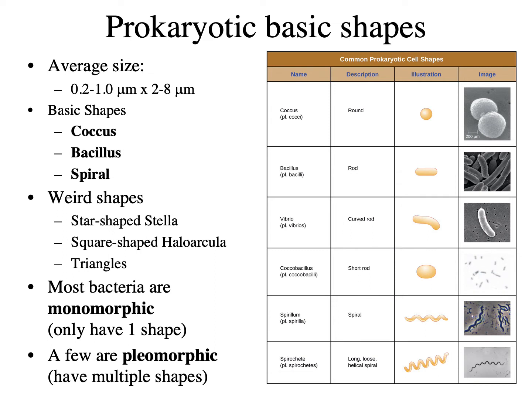We are going to revisit what we did previously. There are also weird shapes. There's star-shaped, there's square shapes, there's triangles, but these are different types of prokaryotes that we are not going to study. For your purposes, most bacteria are going to be monomorphic, which means they're one shape, and you are going to learn these shapes. There are a few that can be pleomorphic. When you see something is pleomorphic, it means that it can change from one shape to another. It has multiple shapes that it can be.